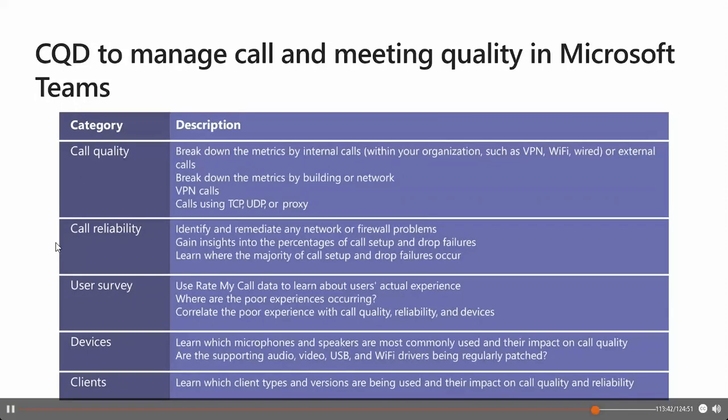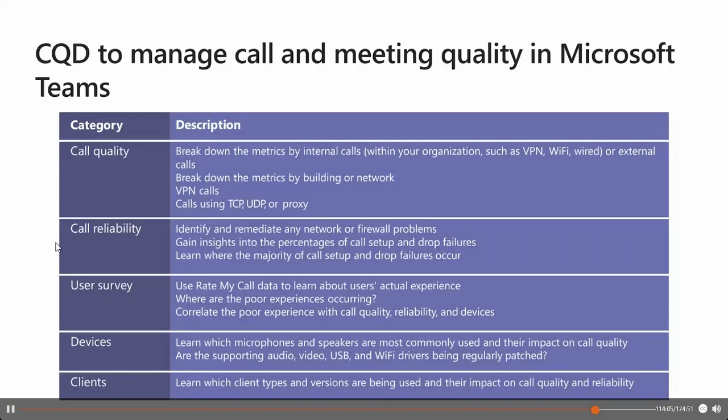So exactly on VPN calls and calls using TCP, UDP or a proxy, for example. Also on the call reliability, where you can identify and remediate any network or firewall problems, gain insights on the percentage of call setup and drop failures, and learn really how they occur. Also you can gather user surveys like rate my call, and also you can see where the poor experiences are occurring.